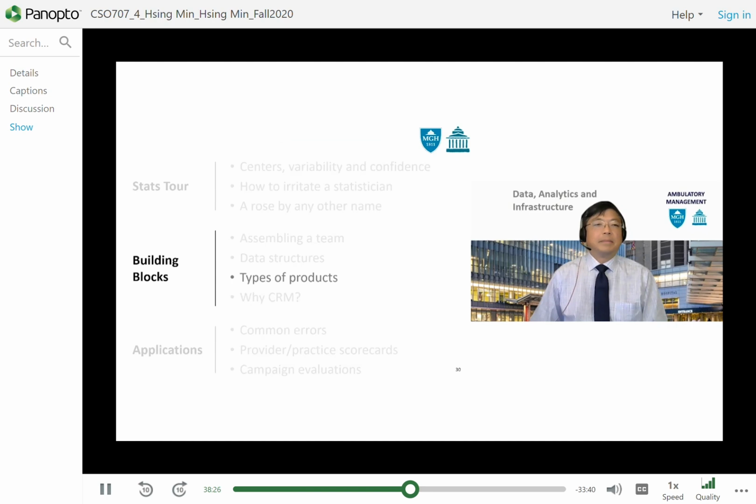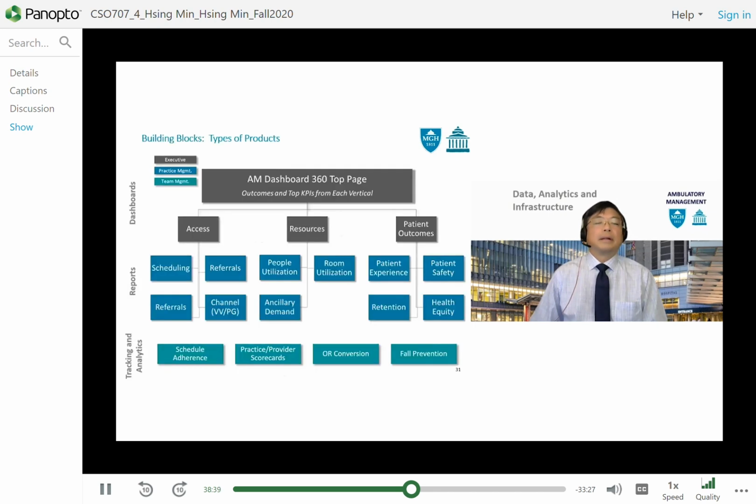All right, before our next break, let's take a quick look at just a few products that a typical team using a typical set of data might produce. Here's an example of our architecture, our schema for our dashboard in ambulatory management, AM Dashboard 360. The gray boxes are a layer of the dashboard which, for an executive audience, provide situational awareness.